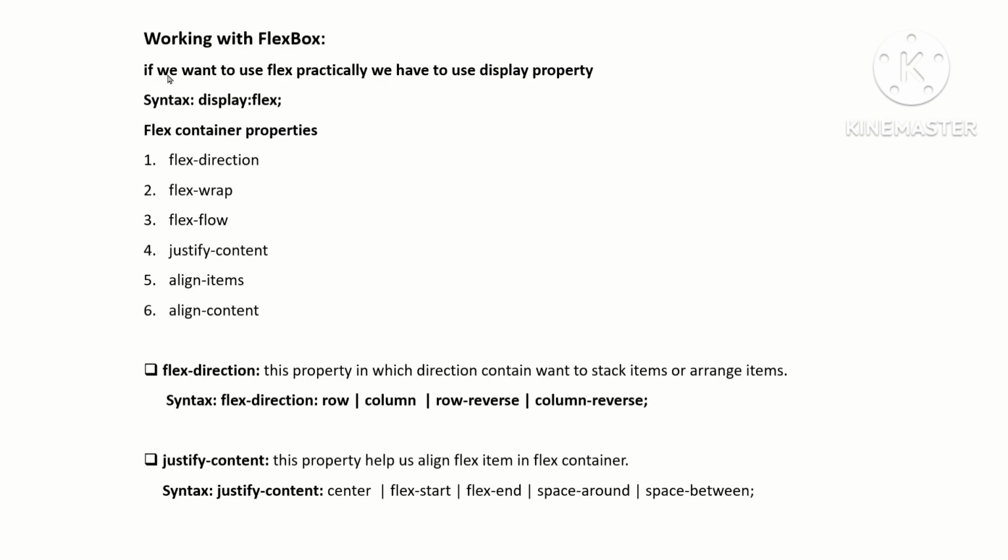Finally, align items and align content help to align the items along the cross axis. Align items works when you have a single line of items, and align content is for when you have multiple lines. Now, let's see how all these Flexbox properties work in code.